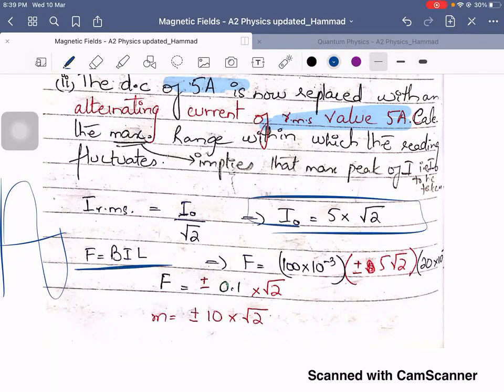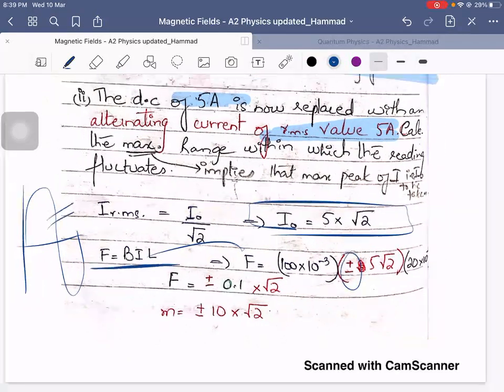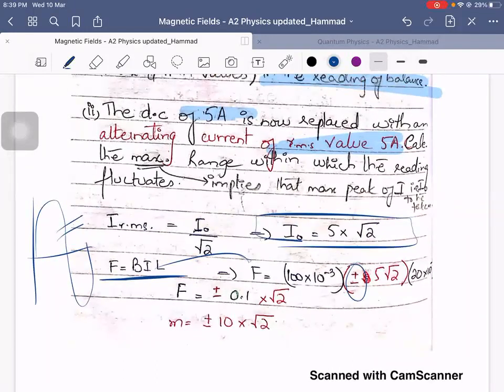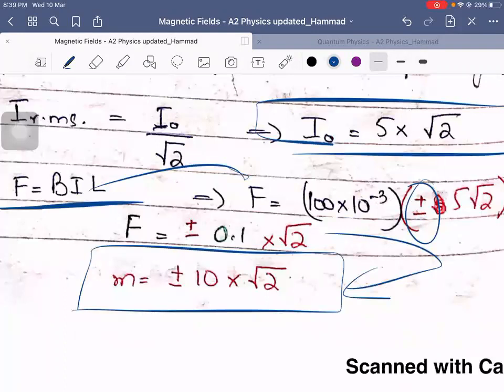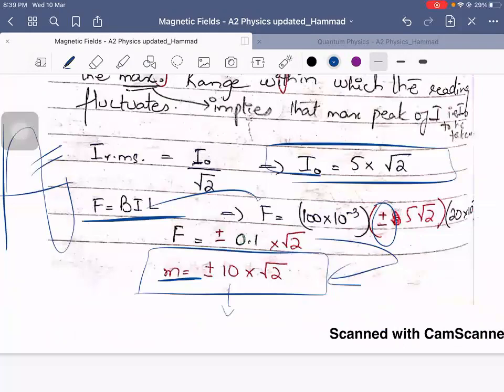And using F is equals to BIL, you can actually work out the value of the force. I'm using plus minus because there is a positive part attached to the cycle. There is also a negative part attached to the cycle, right? Simply giving me a force value, and the force would be divided by F is equals to mg, right? So if you need to work on the mass, you could further divide this value to get your value of the mass. By the way, this is in grams, okay?